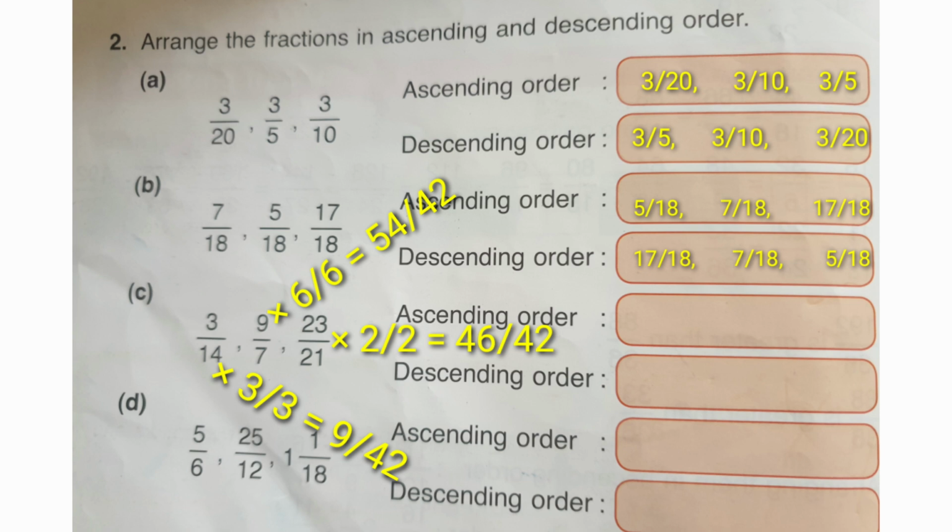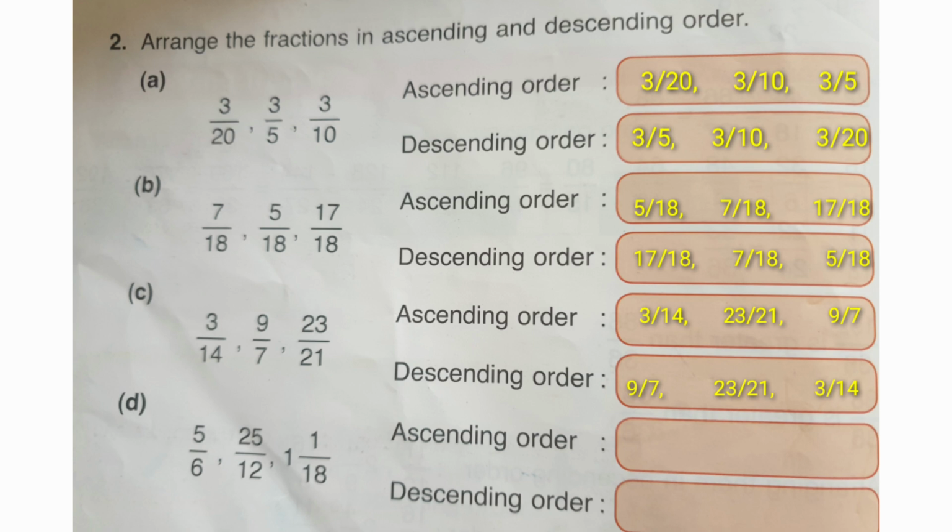Ascending order: 3/14, 23/21, and 9/7. Descending order: 9/7, 23/21, and 3/14.